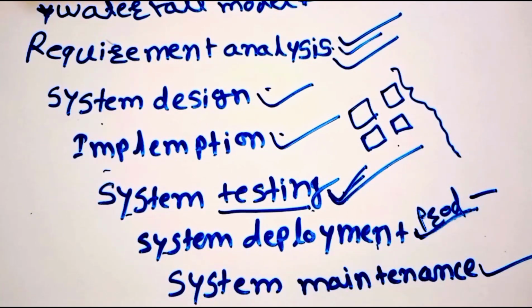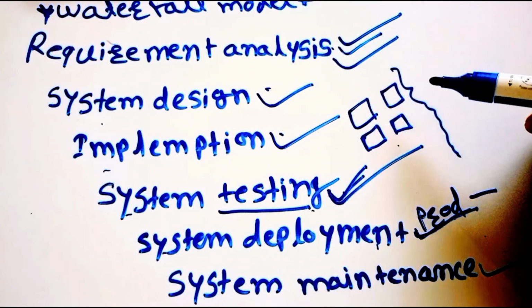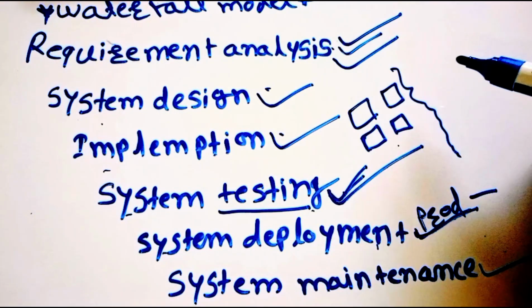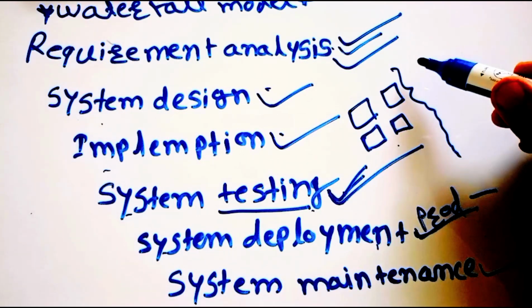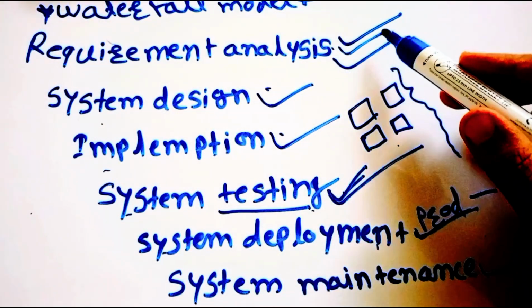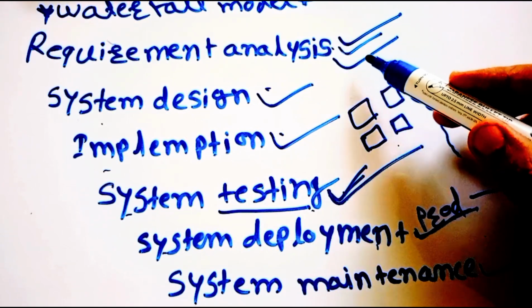However, it is important to note that it has some limitations. So now we will check what the pros and cons are. Let's quickly summarize the pros and cons of the waterfall model. Pros are a clear and structured approach, easy to manage and track progress, and suitability for small projects with well-defined requirements.